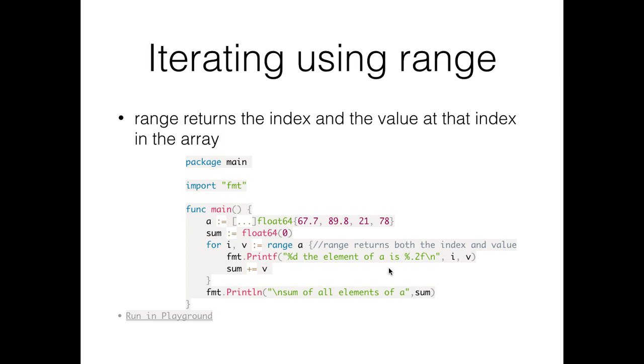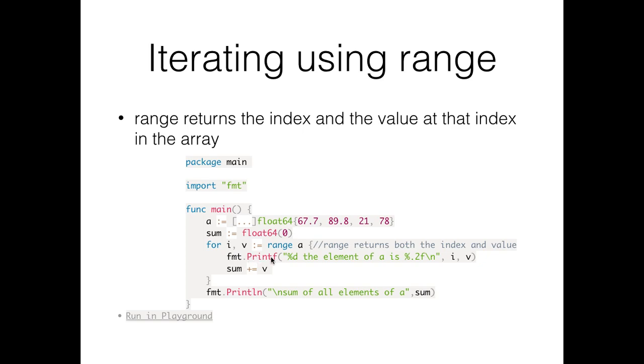Iterating using a range. Range is one more keyword that you can use to find the index and the value at that index in the array. Inside the main function you have an array A of type float that has the same values as the previous example. Then you have another variable called sum, also of type float, initialized to 0. Then you are using a for loop with i, v equals range a. Range a will return the index in the i variable and the value in the v variable.